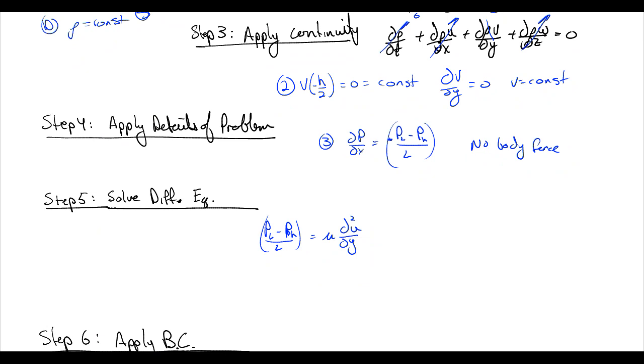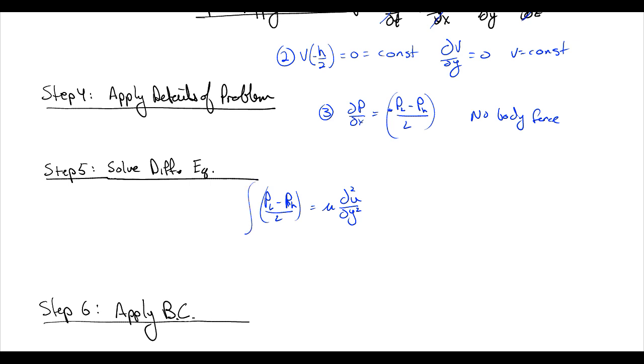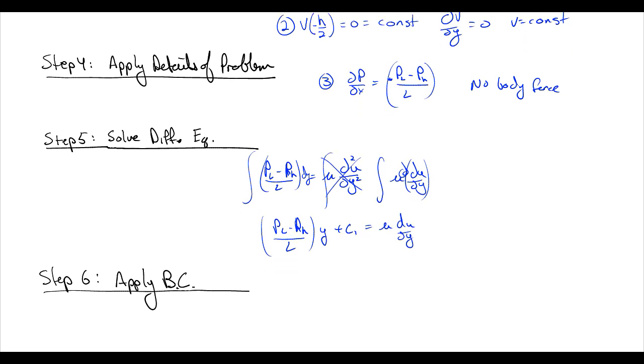And this is a solvable differential equation. So let's do it. If we integrate both sides, we get a dy over here, and this actually is equal to the integral of mu d du dy. So when we integrate this, we get (PL minus PH) over L times y plus C1 is equal to mu du dy, which we can separate and integrate again.